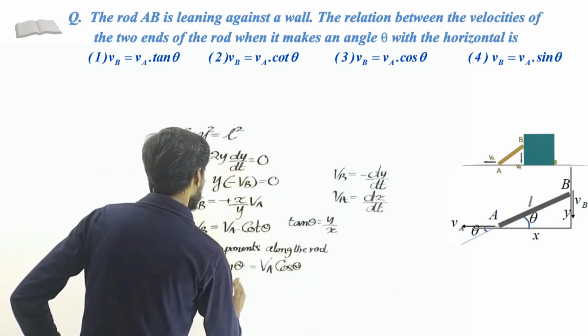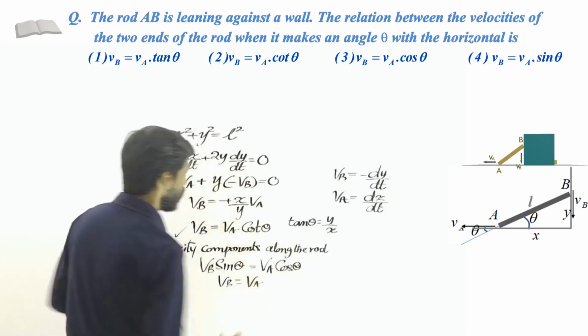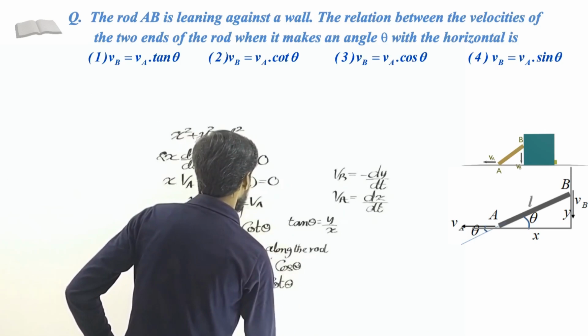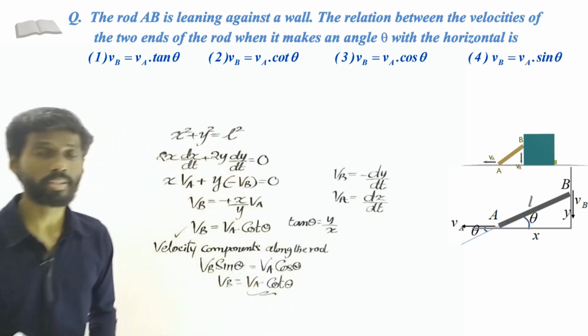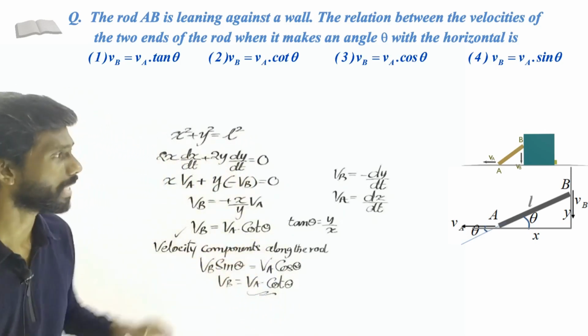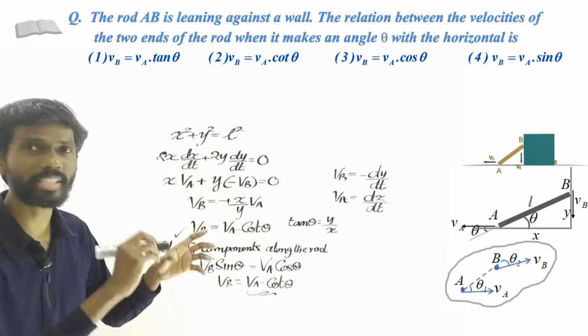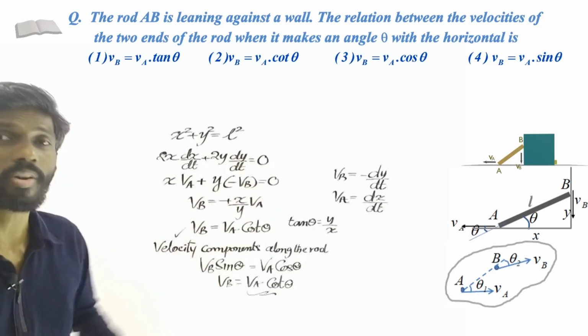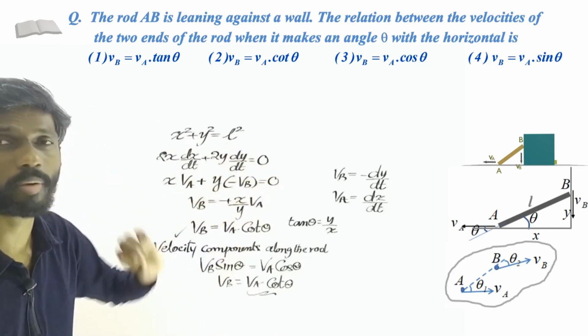So VB equals VA multiplied by cos theta divided by sin theta. So that can be written as cot theta. So this is also one way to do it. So we can generalize this also. Take a solid body, right? So this object is rotating or moving, whatever it is. There are two random points, right? These two can be any points on this object, right? So A is one point, B is one point.